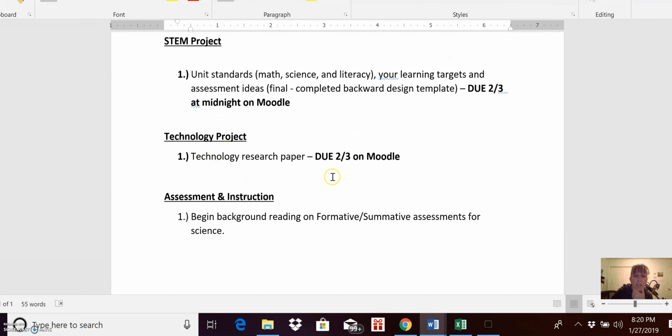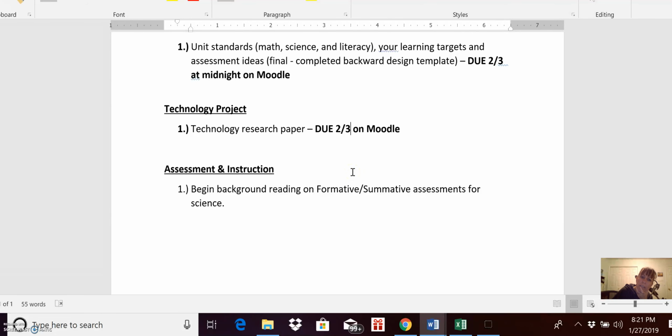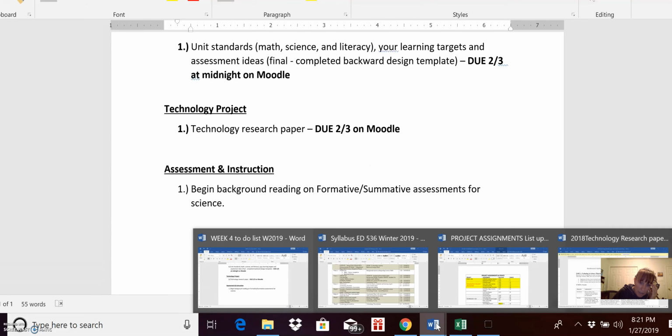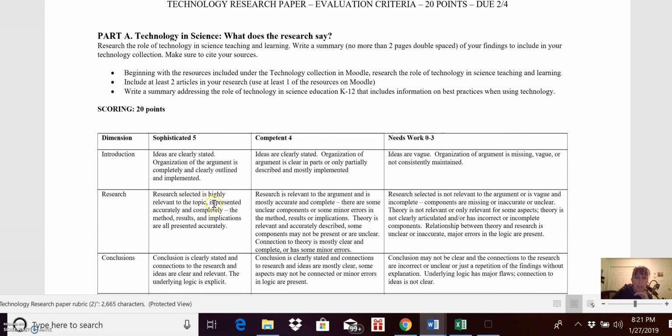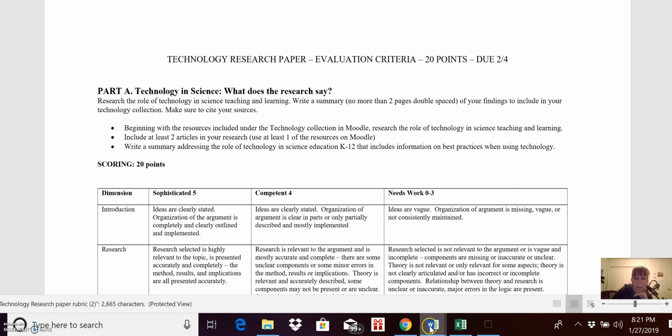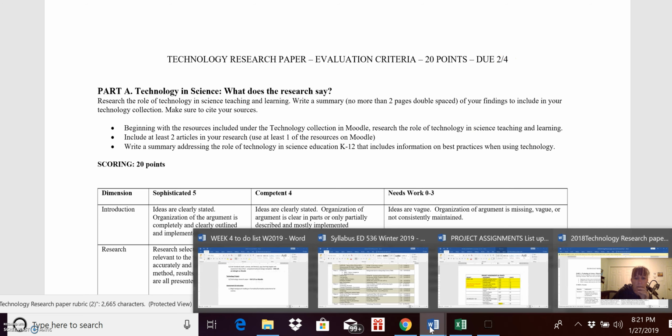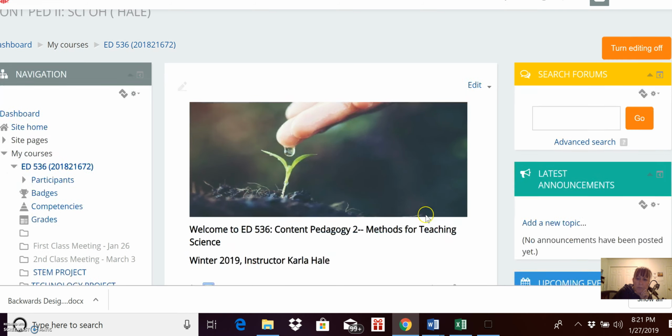Your technology project, your paper is due this week, so you did some research, you identified sources to take a look at, and so your research paper is going to be due. There is a rubric that's attached to the assignment that tells you how that's going to be scored, so make sure you take a look at the rubric and that you're aware of it. So those are all due Sunday. This paper is due Sunday. So again, let me know if you have any questions about turning that in this week.